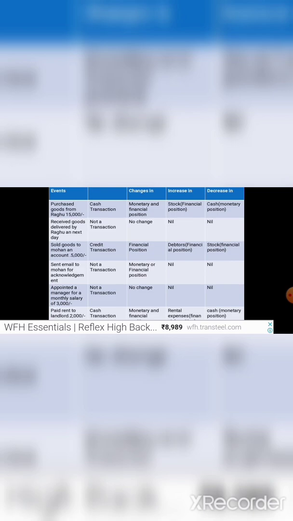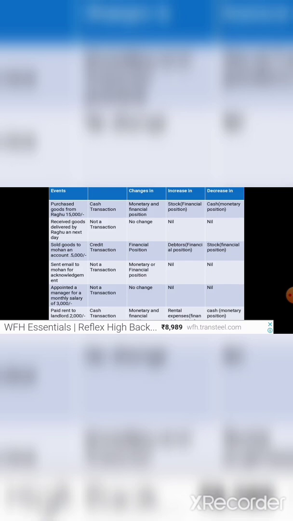Next, sold goods to Mohan on account 5,000, credit transaction. Sold goods on account means credit transaction, where the value of the transaction is not settled immediately. Changes in financial position: debtor means financial position, which will go debit. Debit, it is a real account. It is simple, we say debit what comes in.